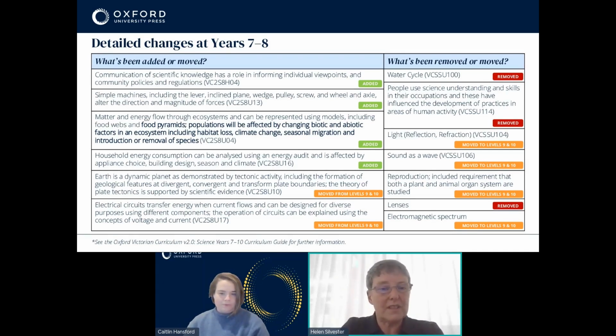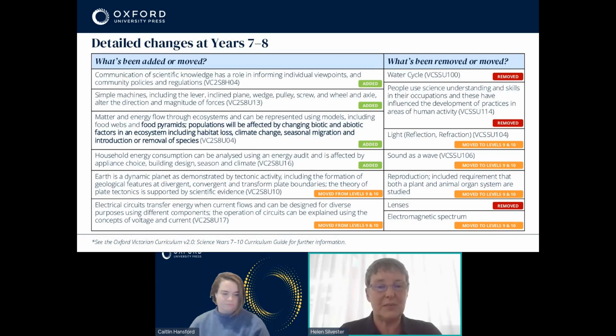Okay, so what's come in? Communication of scientific knowledge and its role in informing individual viewpoints. This, I tend to think, is a direct result of the change since COVID-19. So keep in mind, these curriculums came in about the time of COVID-19, and different people's viewpoints and how scientific knowledge is passed on with vaccinations, you can understand why this has now become an important part of the science curriculum.